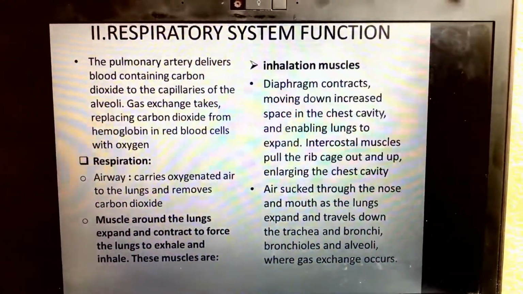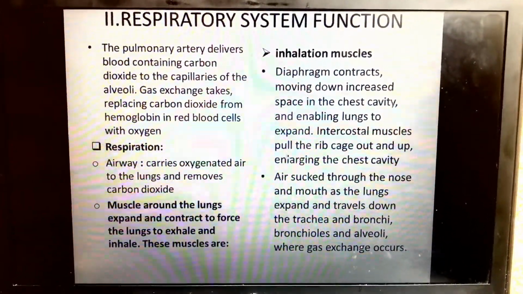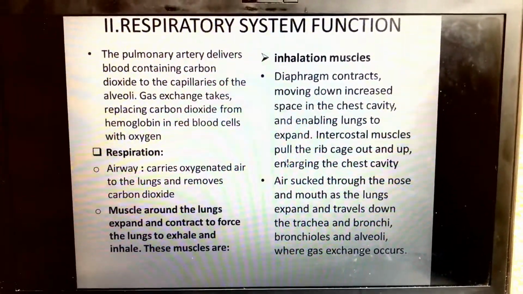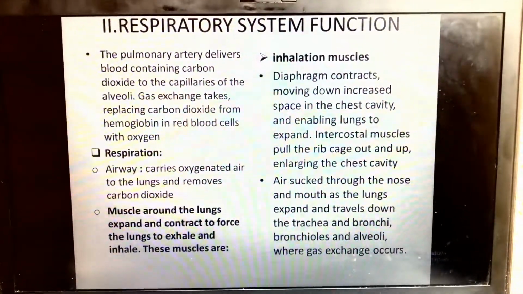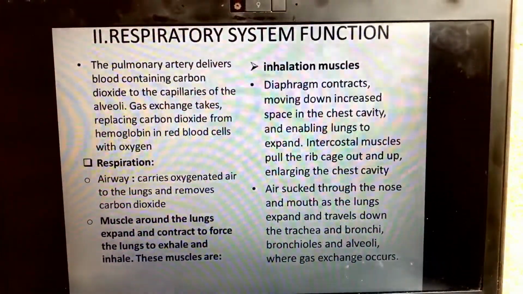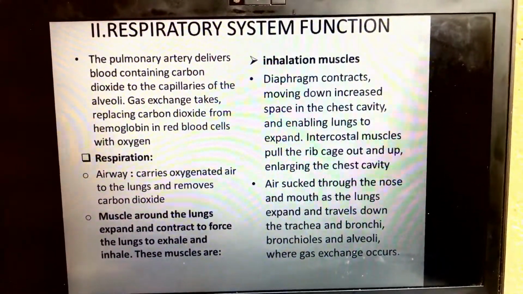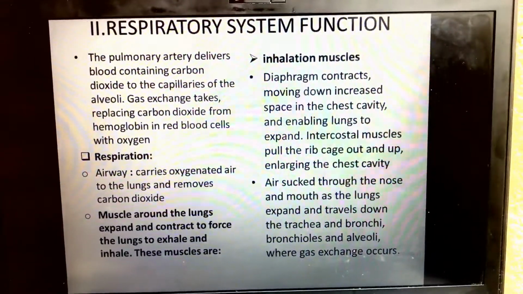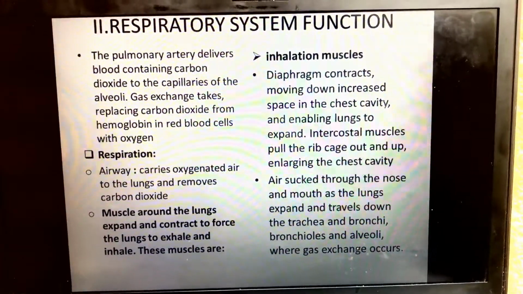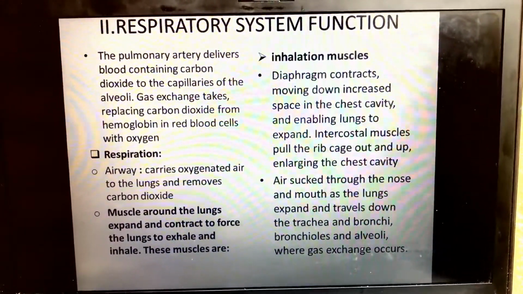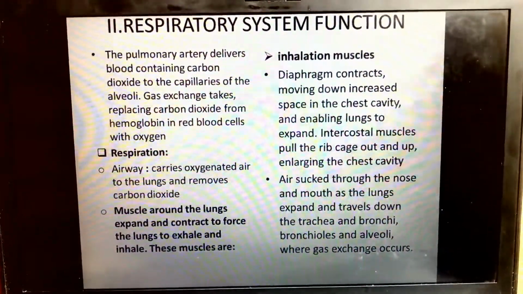In inhalation, the diaphragm contracts, moving down and increasing space in the chest cavity, and the intercostal muscles pull the rib cage out and up, enlarging the chest cavity. When the diaphragm contracts and the intercostal muscles pull the ribs, they will increase the volume of the chest. Now, as we increase the volume of the container, we decrease the pressure.